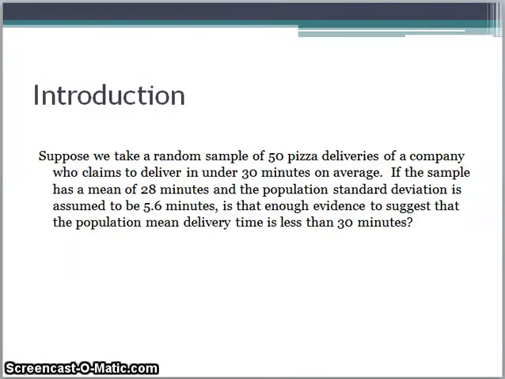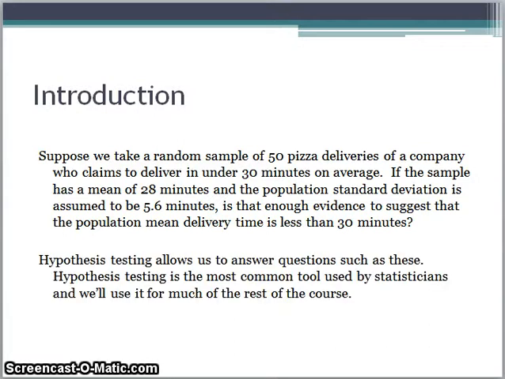Alright, so we'll start off with a question that we might want to answer. Suppose we've got a sample of 50 pizza deliveries of a company that claims to deliver in under 30 minutes on average. If the sample has a mean of 28 minutes, and suppose we know the population standard deviation is 5.6 minutes, can we determine that the population mean delivery time is less than 30 minutes? This is the kind of question that we're going to answer using hypothesis testing.